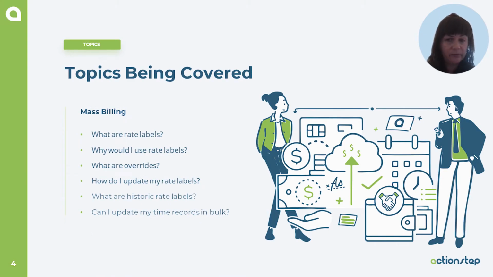The topics being covered today are: what are rate labels? Why would I use rate labels? What are overrides? How do I update my rate labels? What are historic rate labels? And can I update my time records in bulk? And that one's quite an interesting one because this is a new feature that we've introduced that I'll show you in the demonstration.